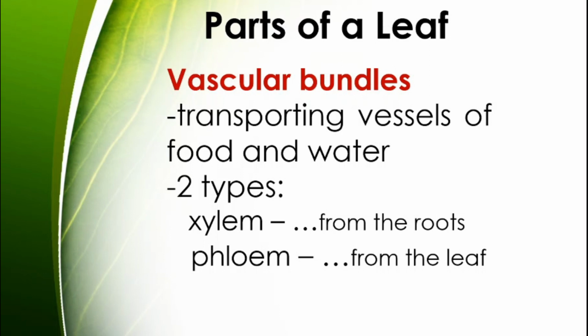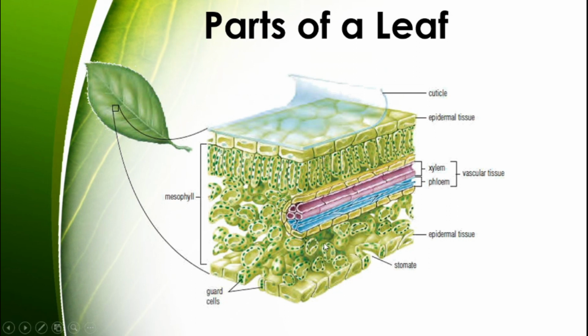We have two types of vascular bundles: the xylem and the phloem. Now, what's the difference between the two? The xylem carries water from the roots to the different parts of the plant. And the phloem transports food from the leaf to the different parts of the plant. So in the picture, the vascular tissue or vascular bundles is this one, the one with the bracket. The xylem is the pink one, and the phloem is the blue one.